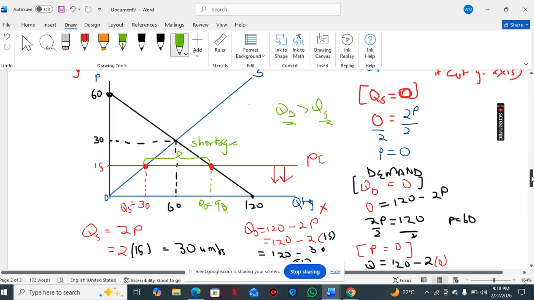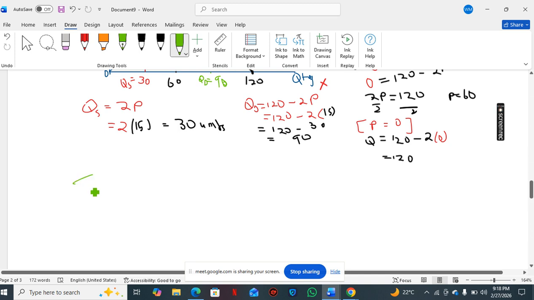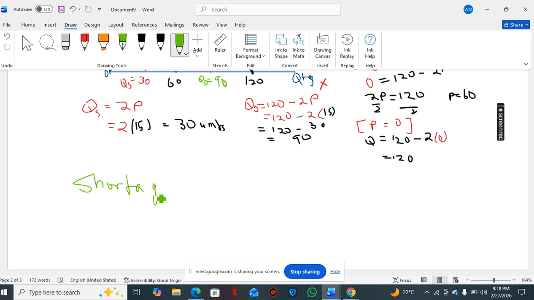To get the shortage, it's just quantity demanded, QD, minus quantity supplied. With the price ceiling, 90 units were demanded and 30 units were supplied. So we are going to have a shortage of 60 units of potatoes in the market.